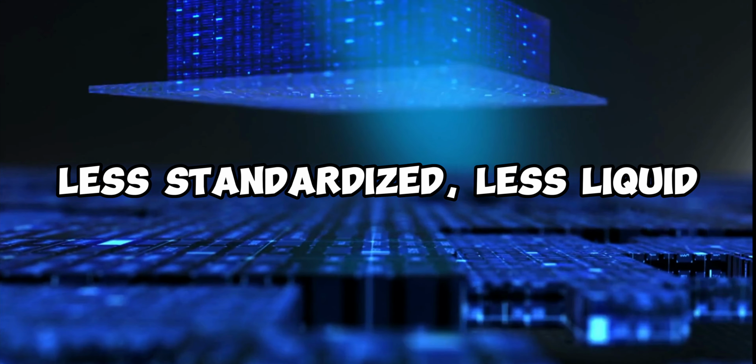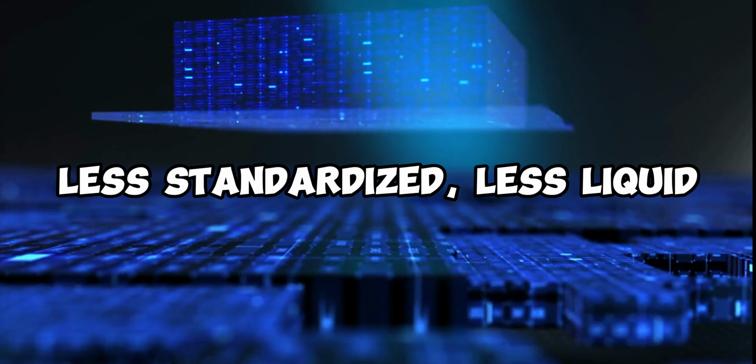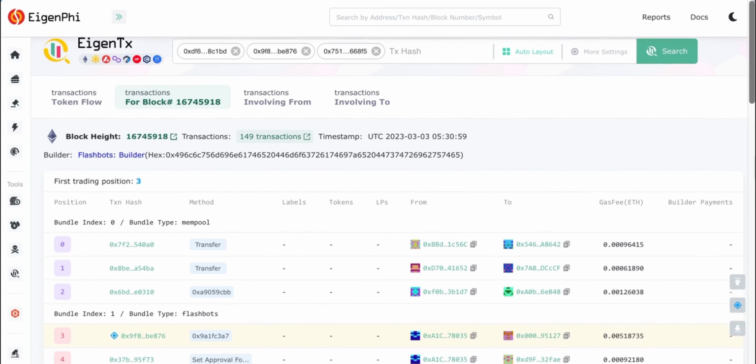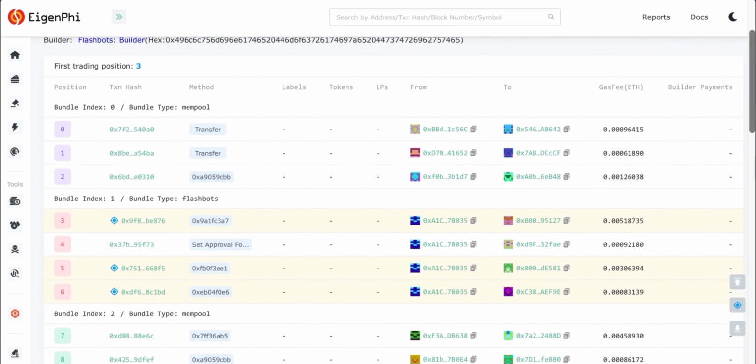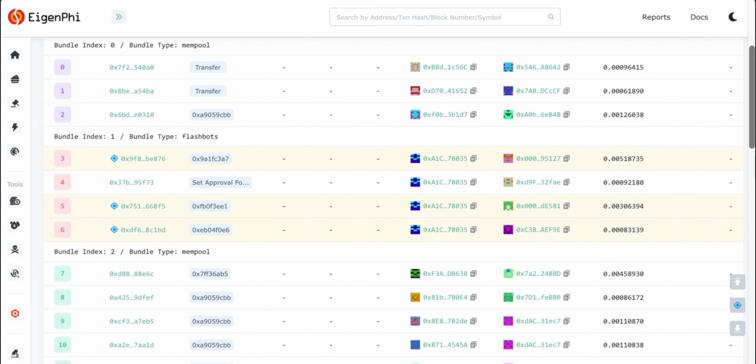NFTs are relatively less standardized and illiquid compared to other assets. Users will often place buy and sell orders for the same NFT across multiple trading platforms, waiting for them to be filled. In these fragmented markets, smart and diligent bots can sometimes discover lucrative arbitrage opportunities. One common technique for NFT arbitrage involves a bot that executes several transactions as part of the process. However, EigenTX can help you see it clearly.